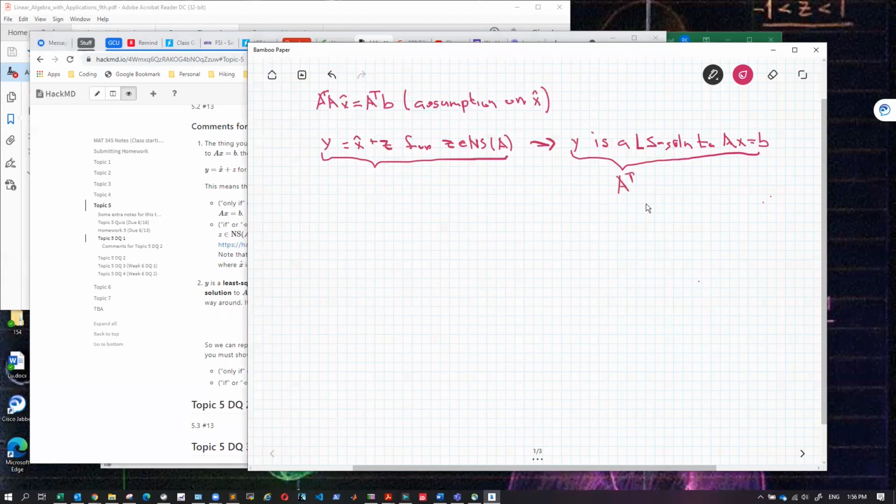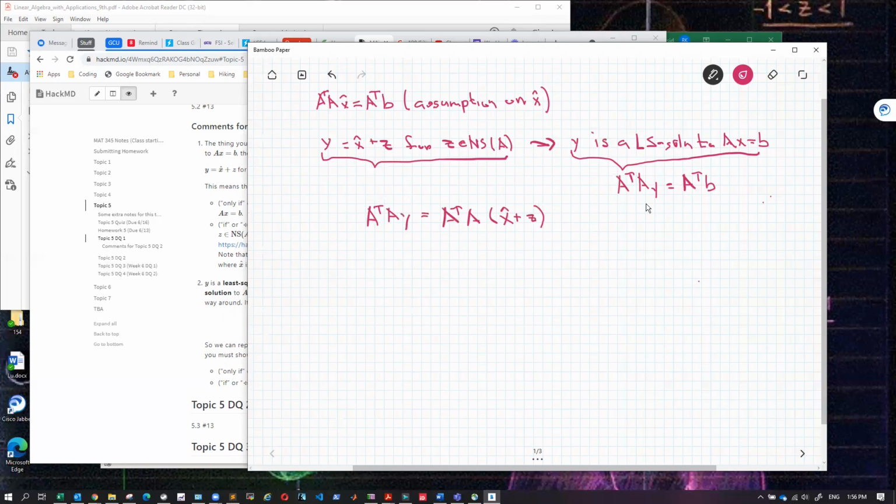A transpose A y equals A transpose b. That's what we want to prove. So we're going to take this y right here, and there's an obvious thing to do. You just compute A transpose A y. Y is that thing right there, so that is A transpose A times x hat plus z.